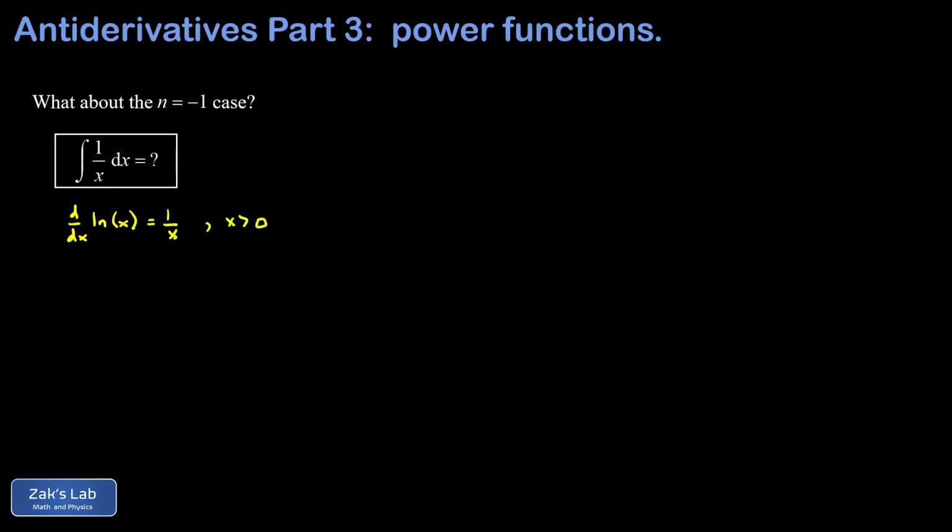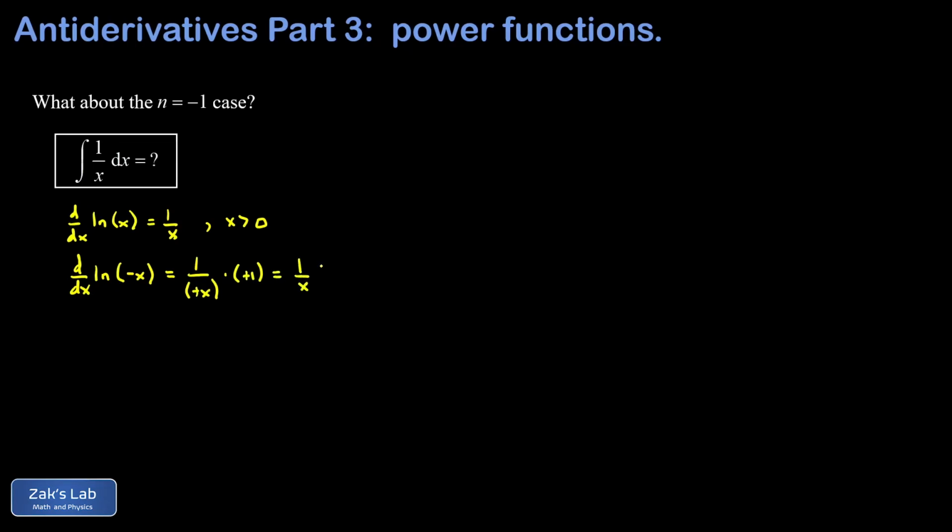What if x is less than 0? In that case, the natural log of x is not defined, but the natural log of -x is defined. And when we take the derivative of that, we have to use the chain rule. So we get 1 over the argument of the natural log function, -x, multiplied by the derivative of the argument of the natural log function, which is -1. And the factors of -1 cancel out, and we end up with exactly the same result, 1 over x.